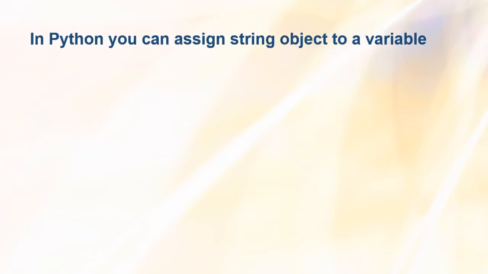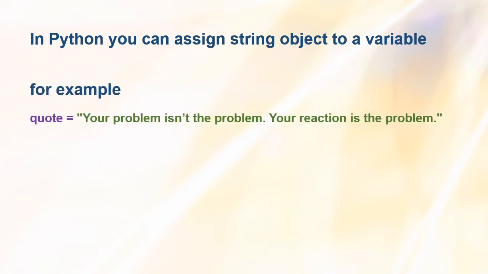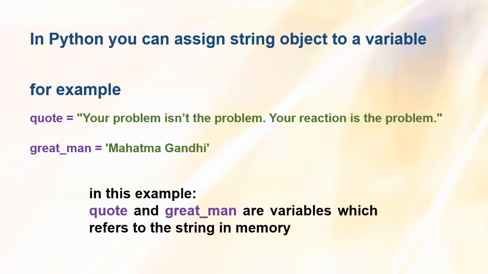In Python, you can assign a string object to a variable. For example, quote is equal to "Your problem isn't the problem, your reaction is the problem." Great man is equal to "Mahatma Gandhi." In this example, quote and great man are variables which refer to the strings in memory.